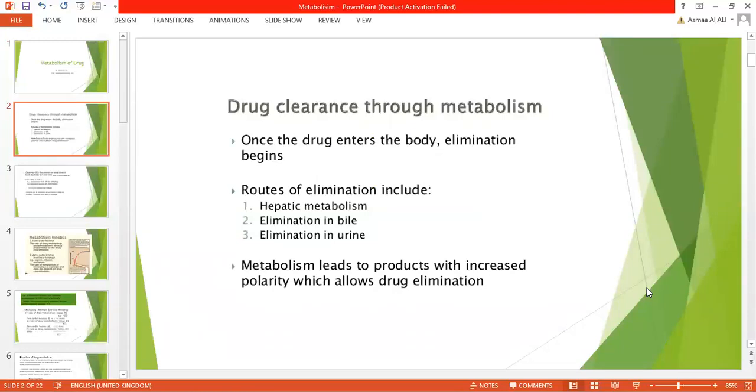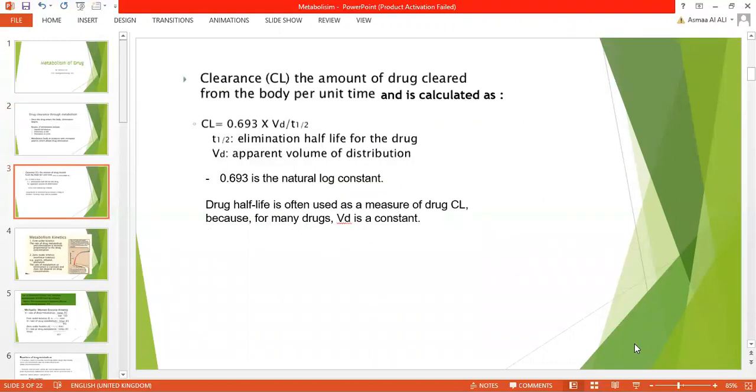That is, at any given time, a constant fraction of the drug present is eliminated in a unit of time. So most drugs are eliminated according to first order kinetics. So clearance is the amount of a drug cleared from the body per unit time and is calculated as: clearance equals 0.69 times the apparent volume of distribution divided by the half-life of the drug.